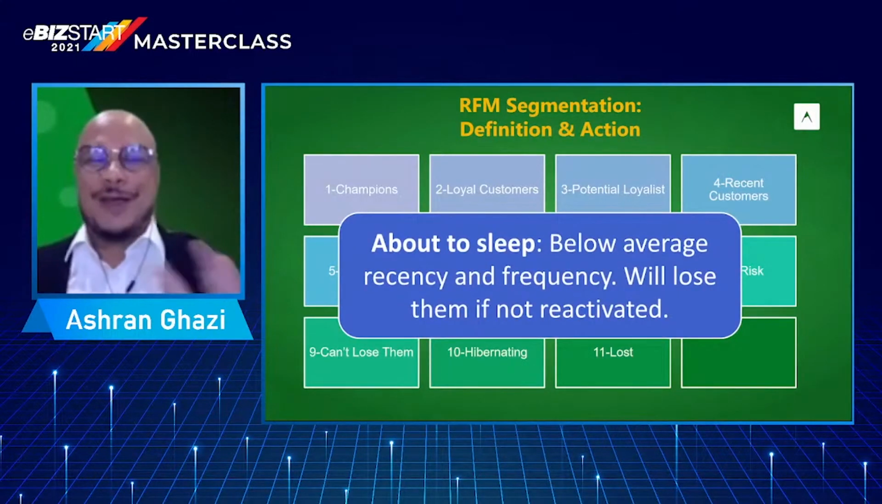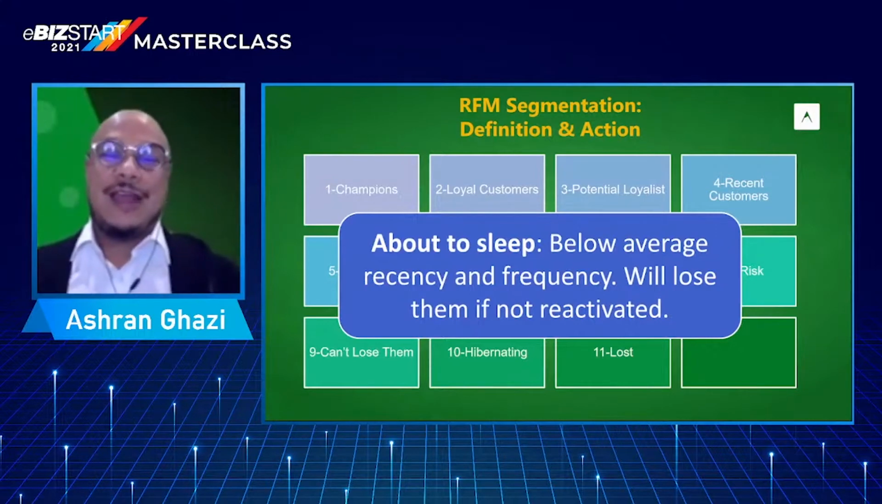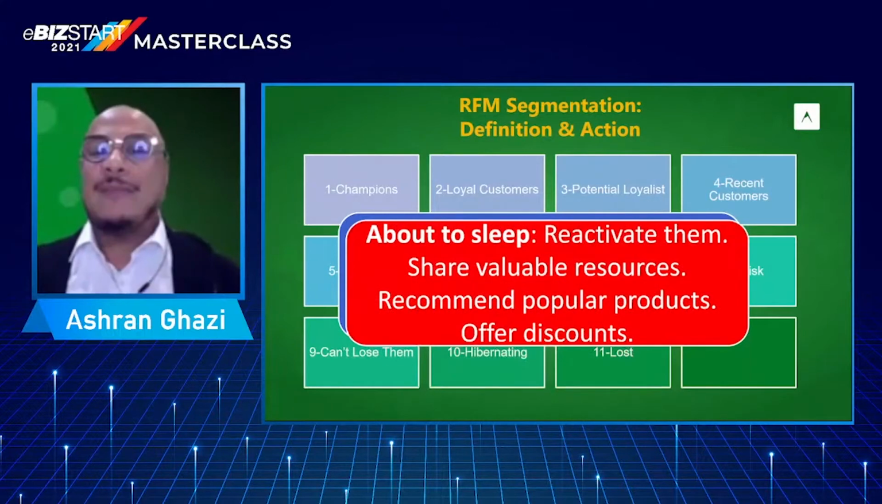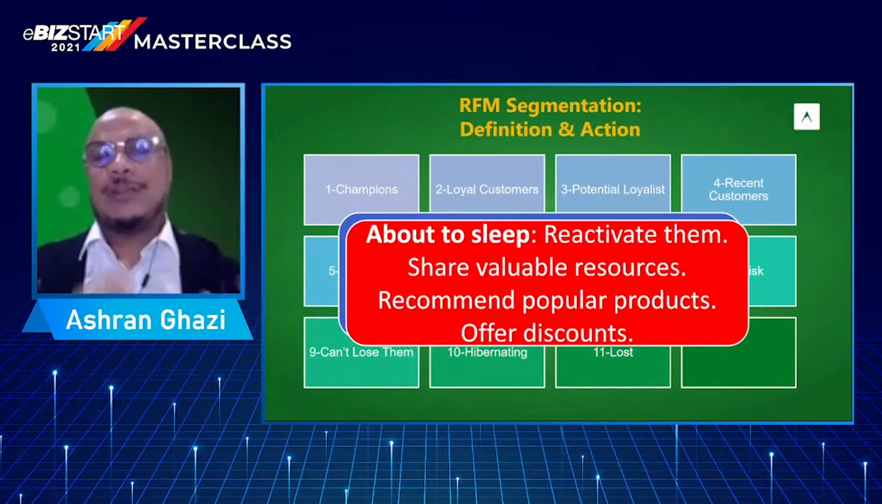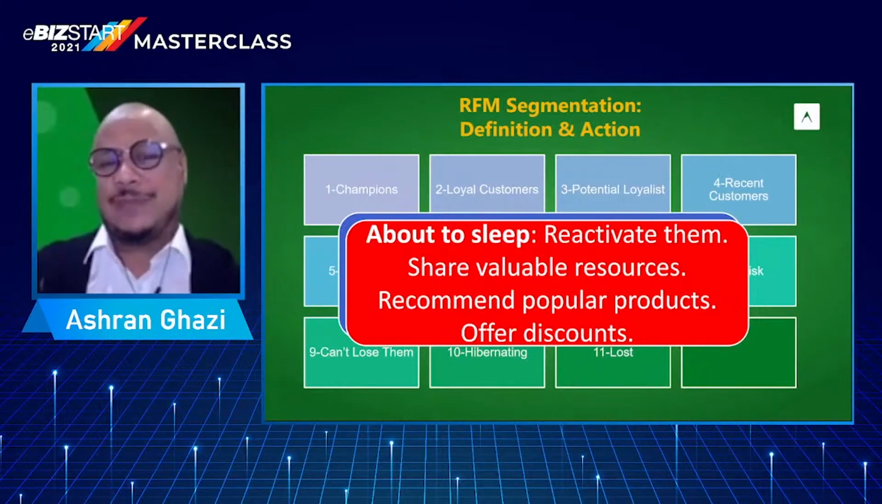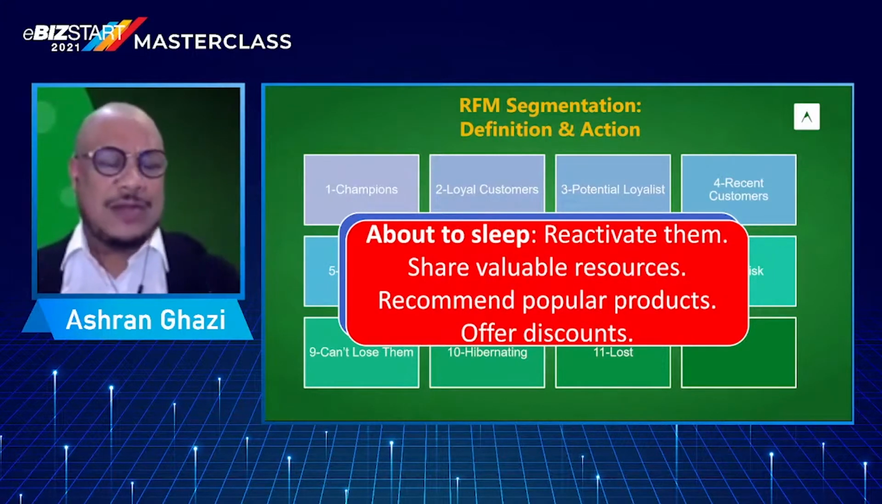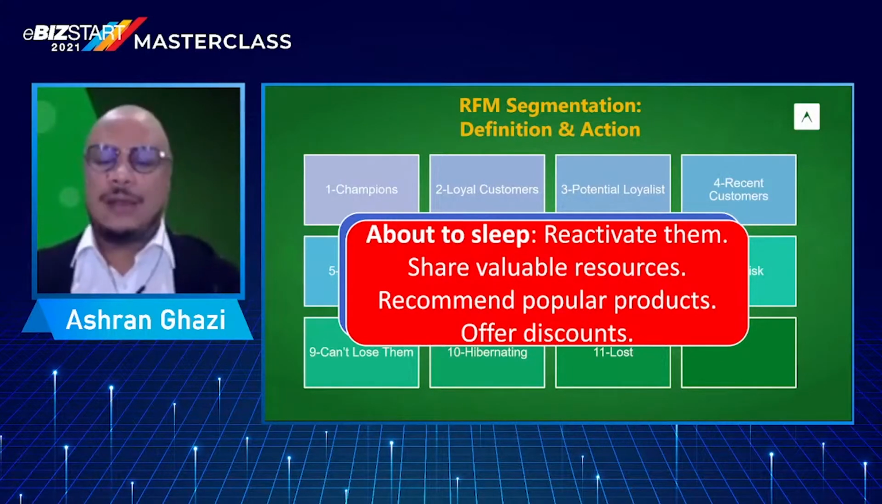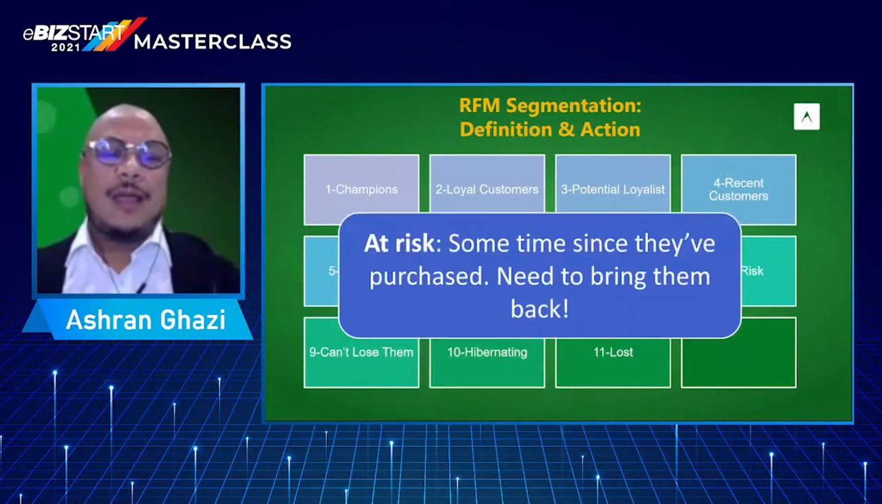About to sleep. The about to sleep segment will be those that are below average in terms of recency and frequency. And if you're not going to activate them, chances are you're going to lose them. There are many ways of reactivation, and we can have a whole set of different conversations about this. One of the easier ways is actually not so much about selling, but sharing valuable resources with them via your social media platforms, or direct engagement via WhatsApp, or even emails.